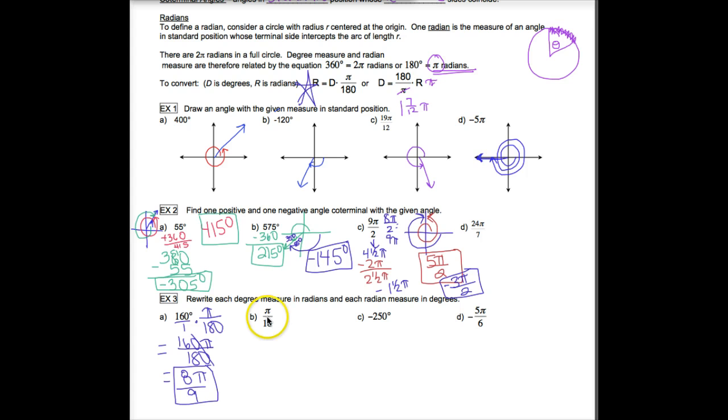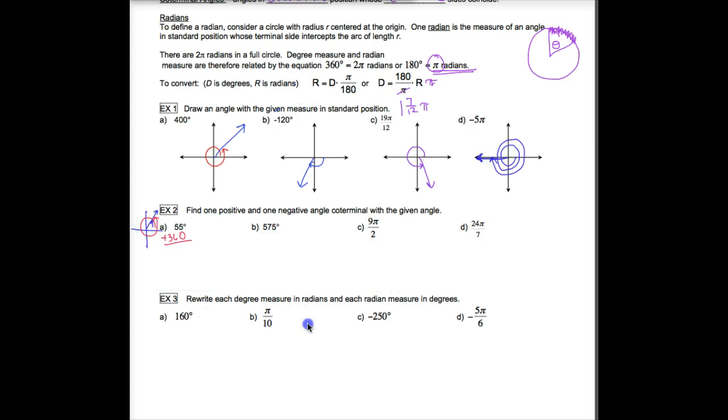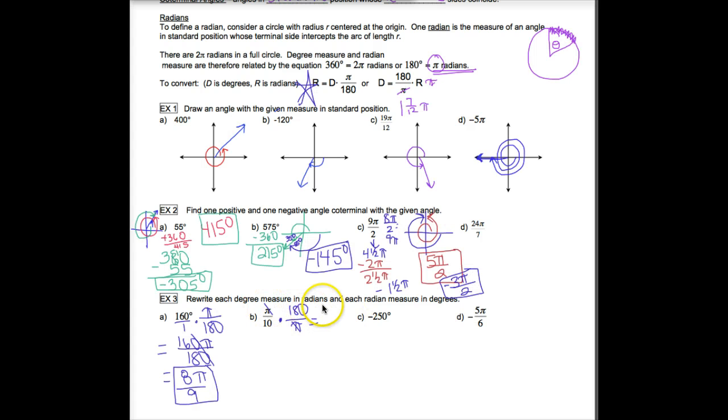This one I started with radians. I want degrees, so I'm going to go the opposite. Instead of pi over 180, I'm going to do 180 over pi. And again, I want the pi's to cancel. So multiply straight across, pi's cancel, 180 over 10. So that just cancels the 0. So that is 18 degrees.